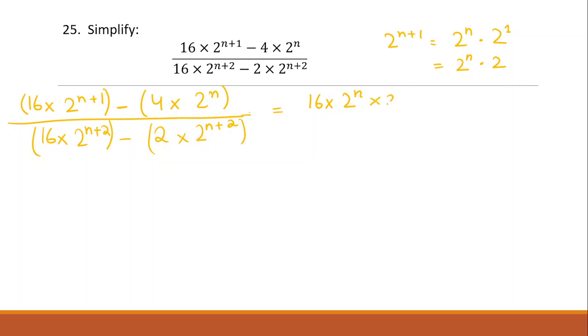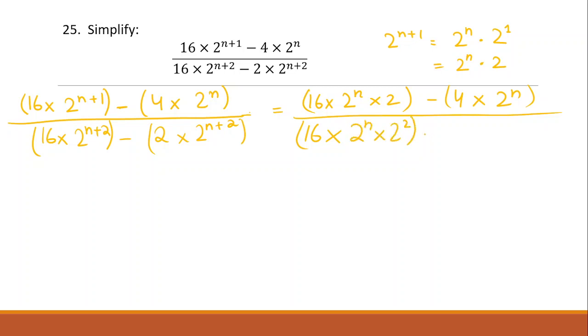So we can write this thing, in the first term, negative 4 multiplied by 2 to the power n. Similarly, in the denominator, just apply the same principle, break the powers like this, negative sign, and the second term, this 2 multiplied by 2 to the power n multiplied by 2 to the power 2.